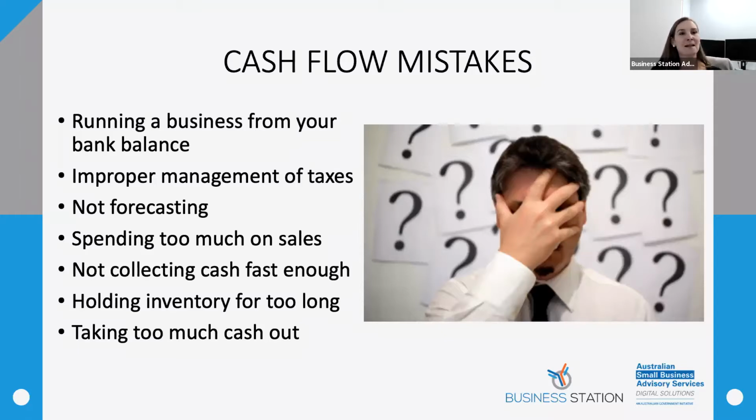Not forecasting is a massive mistake, but that's obvious based on our discussions today. So I hope that you won't make that mistake, and that you'll use this opportunity to really look at your cash flow and track it and map it out. Not collecting cash fast enough is an issue. If your customers are delaying payments, but your supplier terms are short, then you're the one that's caught out in the middle. So unpaid invoices are actually also cash flow killers.